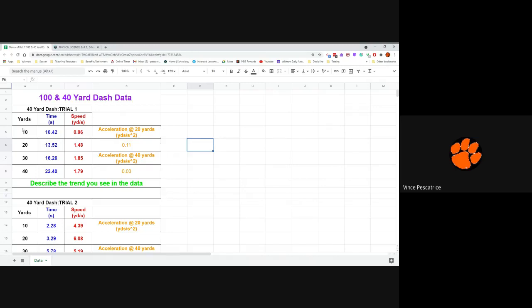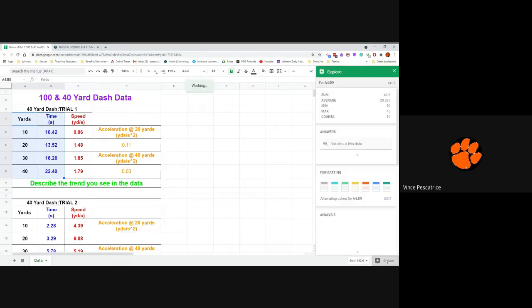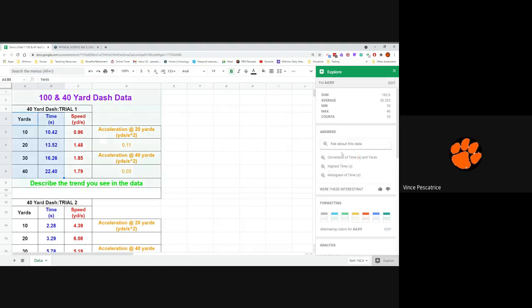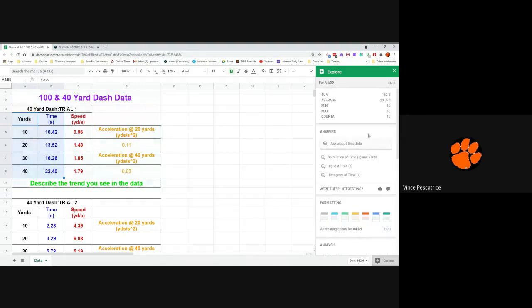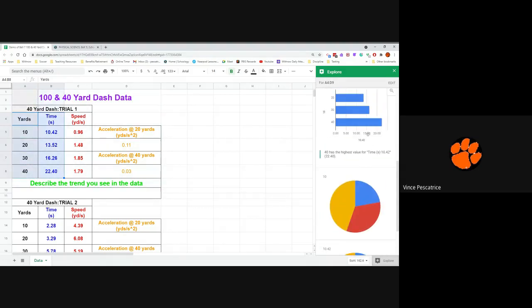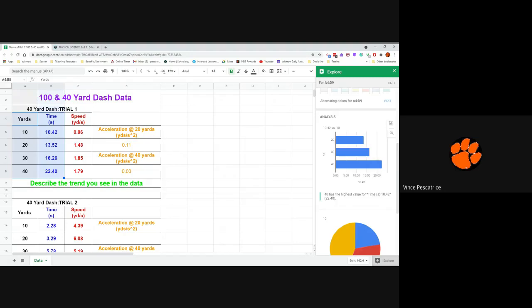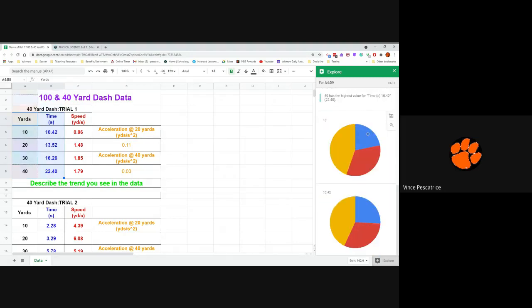So here's what you can do. All you've got to do is highlight or select the columns that you want to make a graph of. So I want distance, which is yards, and time, which is in seconds. If I select both of those, I can go over and click on the Explore button, and you should see it pop up some stuff and do some calculations for you. Okay? You want to scroll down, and you want to look for distance and time.